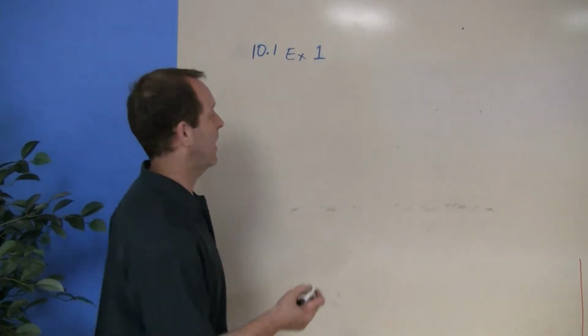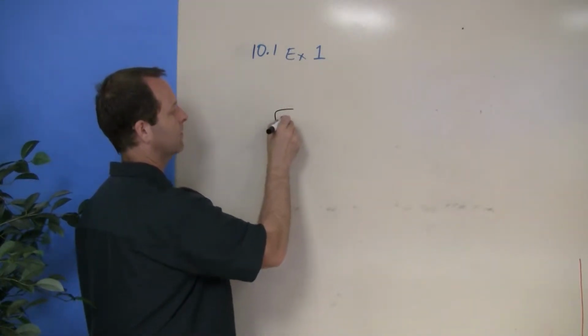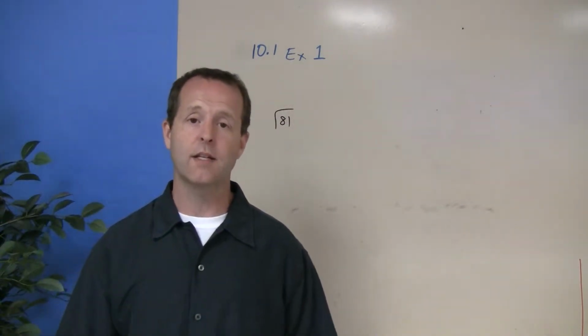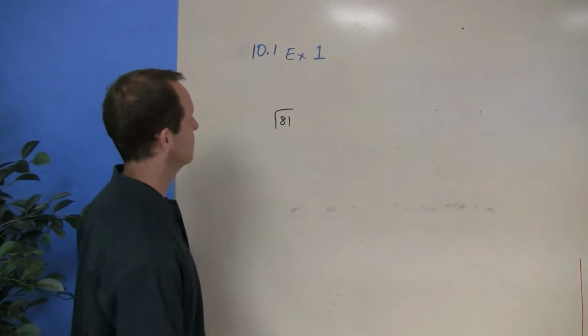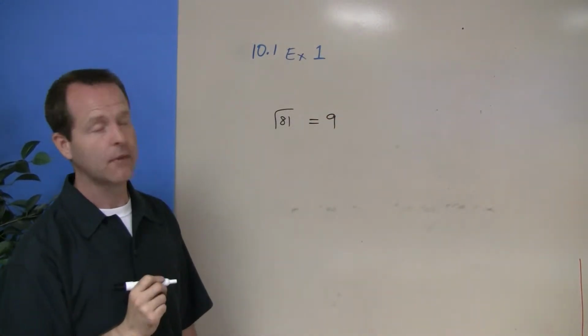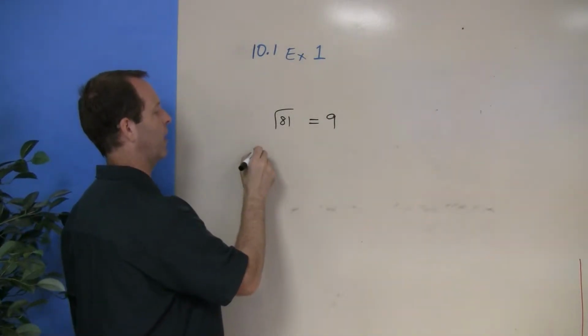For example, let's look at the square root of 81. Basically, I'm being asked, what times what makes an 81? And that would be a 9. Let's look at another way that we can play around with these.